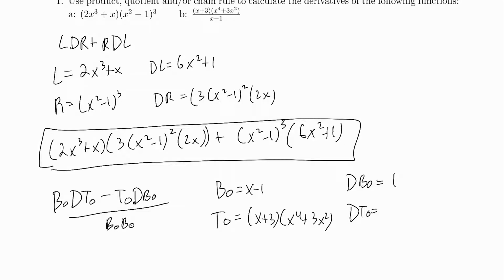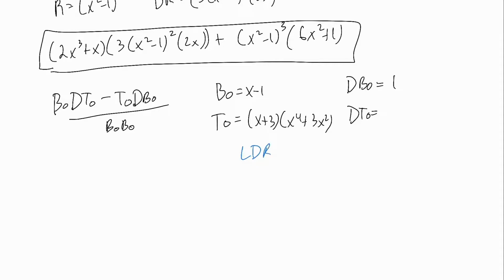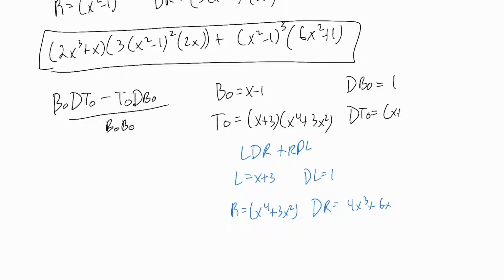So let me change colors here. Product rule again is LDR plus RDL. So our left-hand thing is x plus 3. Our right-hand thing is x to the 4th plus 3x squared. And so DL is, again, 1. DR is 4x cubed plus 6x. So if we throw all those together, we find that D top, the derivative of the top, is LDR plus RDL. So that's x to the 4th plus 3x squared times DL, which is 1.